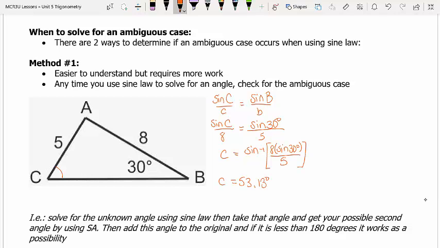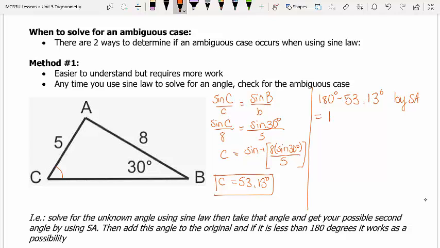And you're going to get a value of 53.13 degrees. But then you'd say, okay, because I use Sine Law here, I need to check for the ambiguous case. So to do that, you'd say, well, this is my acute angle, so let me check if the obtuse angle that is supplementary to this would also form a possible triangle. So you'd go ahead and subtract 53.13 degrees from 180, to figure out what the obtuse angle is.